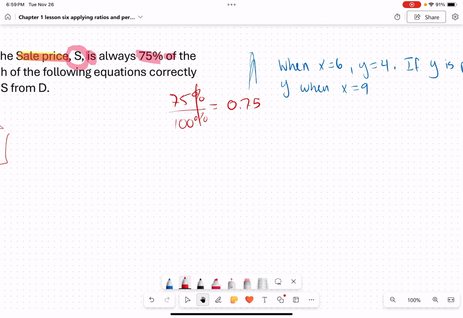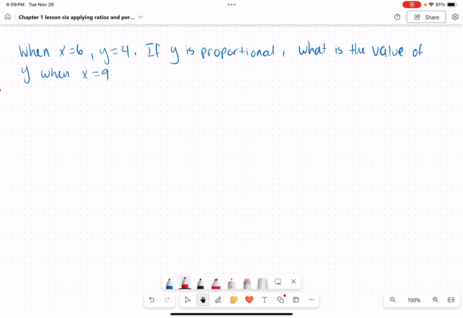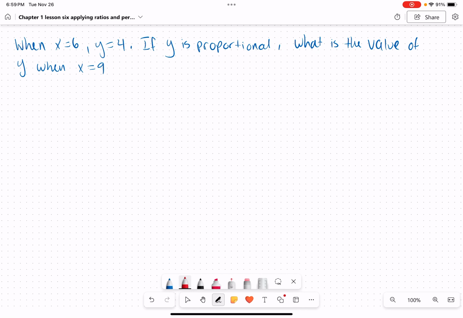Now let's take a look at the second example. I had to write this down because the speech-to-text doesn't know I'm wanting to write the expressions in this form. When x equals 6 and y equals 4, if y is proportional to x, what is the value of y when x equals 9?